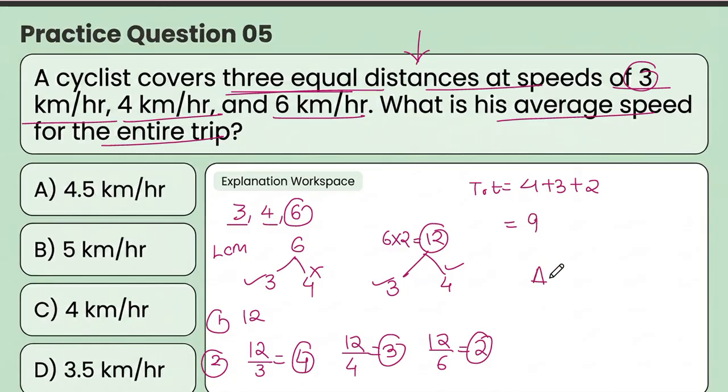Now apply the formula: average speed is equal to 3 multiplied by LCM. So the LCM is 12 upon total time, which is 9. If we cancel out, 3 3s are 9 and 3 4s are 12. So our correct answer is 4 km per hour. Look at the next problem.